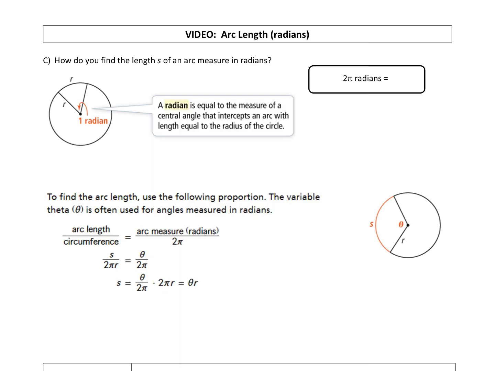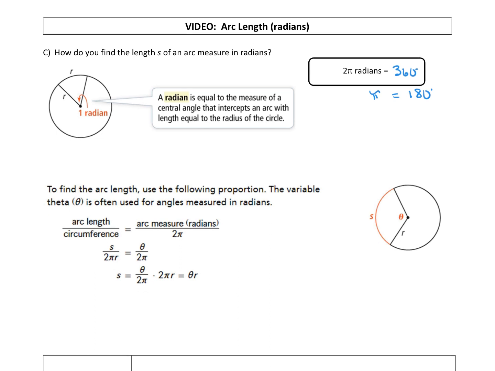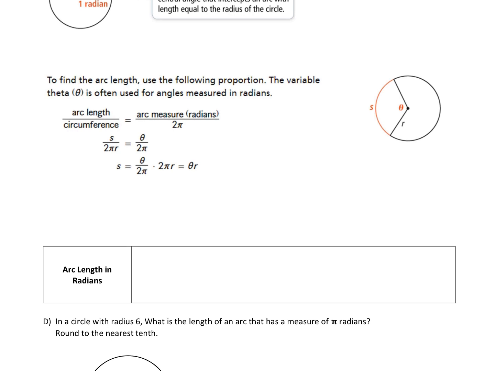Okay, so there you go. We can go ahead and fill in: 2 pi radians is equivalent to 360 degrees. One thing to note, if 2 pi radians is equal to 360 degrees, that means that pi radians is equal to 180 degrees. I just cut both of those in half, just in case that comes up. All right, so let's take a look at how to find arc length when you're measuring in radians versus degrees.